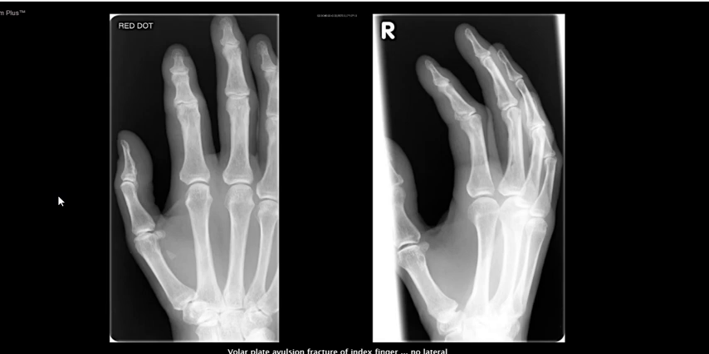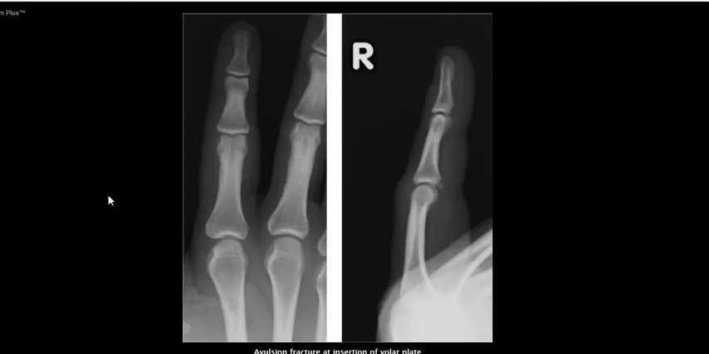We can just about see in this picture a volar plate avulsion to the index finger, but this is like an oblique hand, and we can't clearly see the extent of the avulsion fracture in this oblique view. We can't fully appreciate the injury from this view.